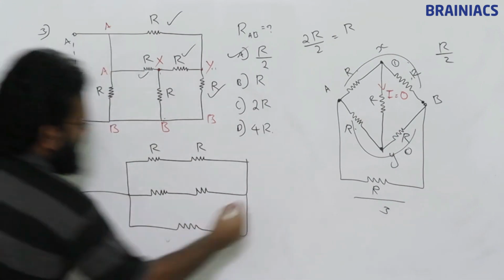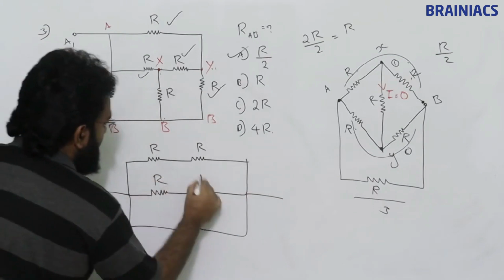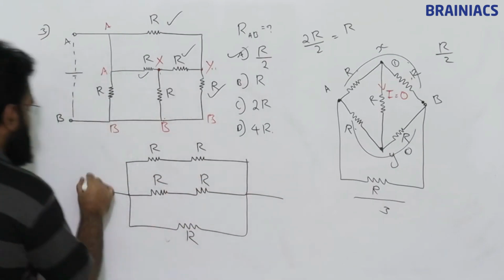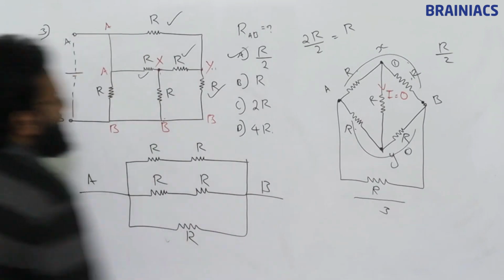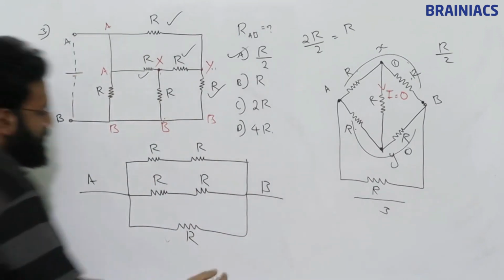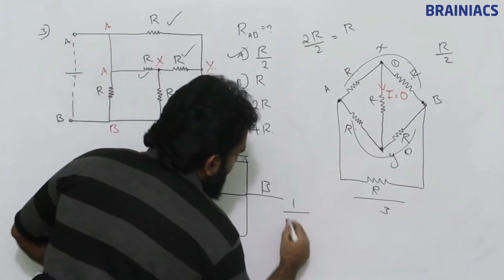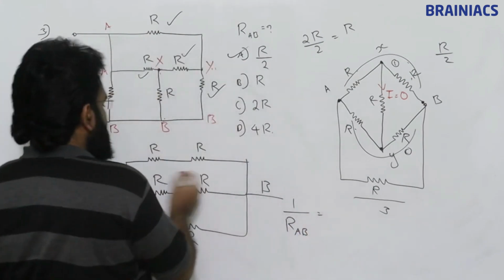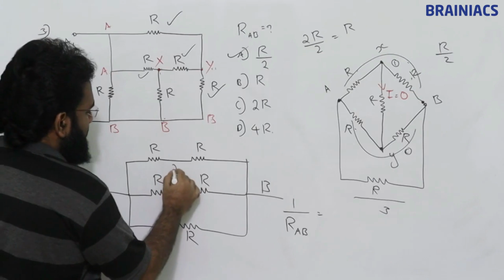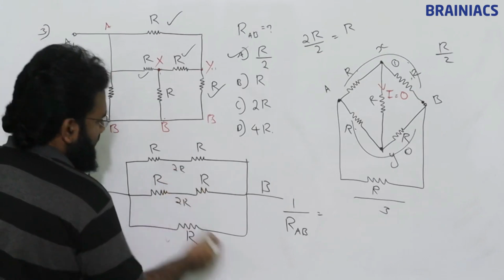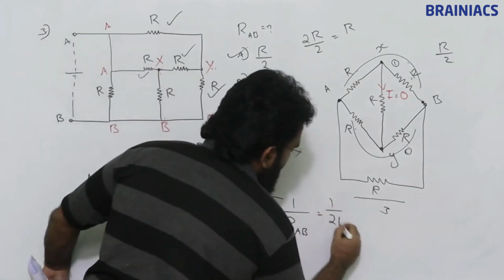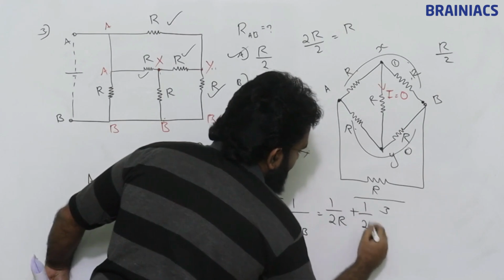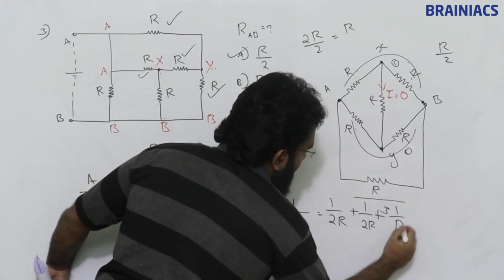Okay, so this is how the circuit will be: R, R and R. This is A, this is B. So 1 by RAB is equal to, this is 2R, this is 2R, this is R. So 1 by 2R plus 1 by 2R plus 1 by R.